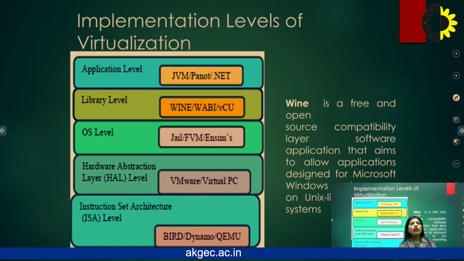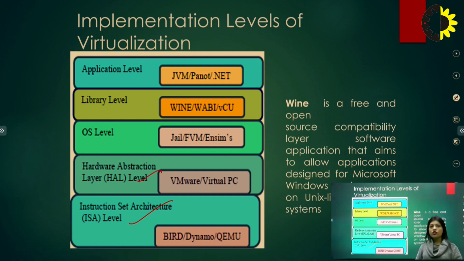The next topic is implementation levels of virtualization. These are the levels of virtualization. First is instruction set architecture. Second is hardware abstraction level. Third is OS level. Fourth is library level. And fifth is application level. At the instruction set level, we have the Bird architecture and Dynamo architecture. At the hardware abstraction level, we have VMware or Virtual PC. At OS level, we have Jail, FVM, and SIMS. At library level, we have Wine. And at application level, we have JVM, Panot, and .NET.